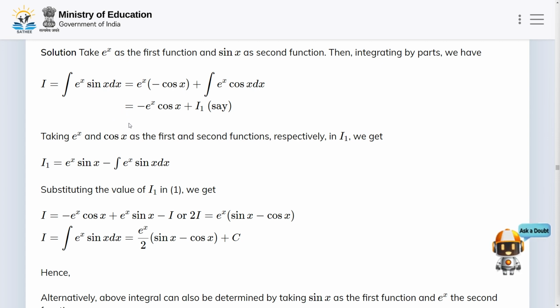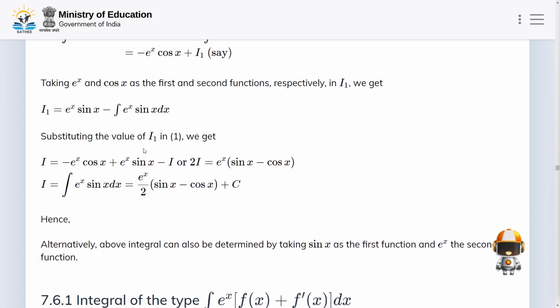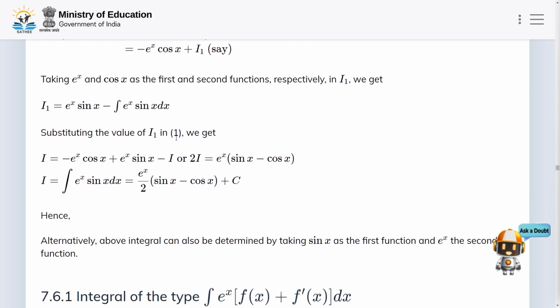I hope it is clear to you. Now what are we taking? Now taking e^x and cos x as the first and second functions respectively in I1. Then I1 is equals to e^x sin x minus integration of e^x sin x dx. Now substituting the value of I1 in 1, we get I is equals to minus e^x cos x plus e^x sin x minus I, or 2 times I is equals to this. This means I will be e^x by 2 times sin x minus cos x plus c.